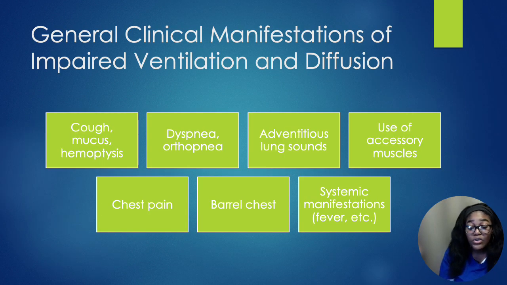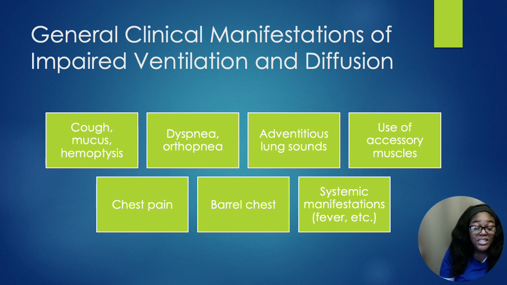Here are your general clinical manifestations of impaired ventilation and diffusion. You have coughing, mucus production, productive cough is what this is called, or you have hemoptysis, which is blood in your sputum. You have dyspnea or apnea, which is shortness of breath or irregular breathing.